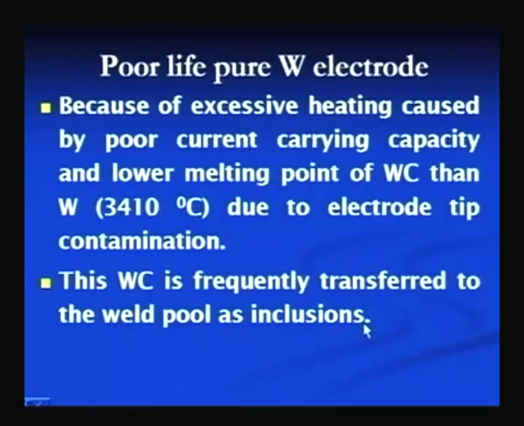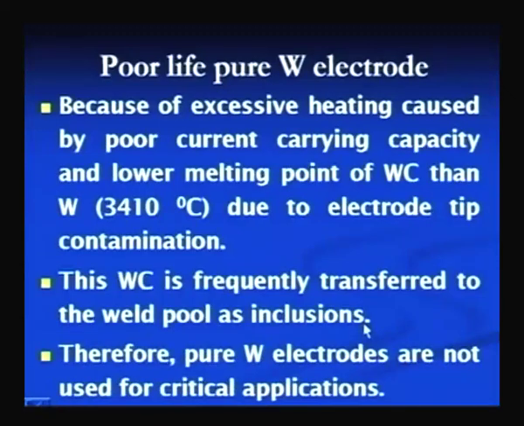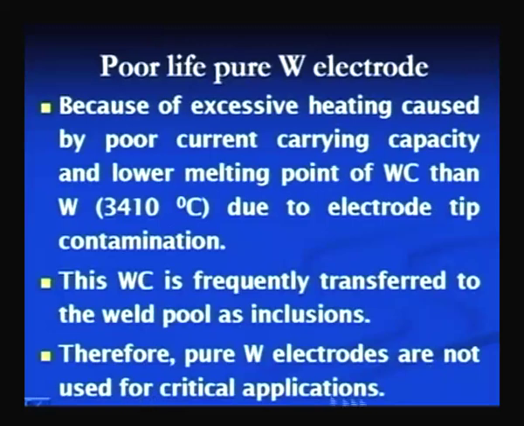And this tungsten carbide, if transferred to the weld pool, will be present as a tungsten carbide inclusion, which can adversely affect the mechanical performance of the weld joint, because the inclusions of tungsten carbide particles act as nucleation sites of cracks, or act as weak areas. That is why pure tungsten electrodes are normally not used for critical applications, because there will be a tendency for transfer of the tungsten carbide particles as inclusions in the weldment, which will degrade the mechanical properties of the weld joint and decrease the reliability and the safety of the joint, particularly in critical applications.